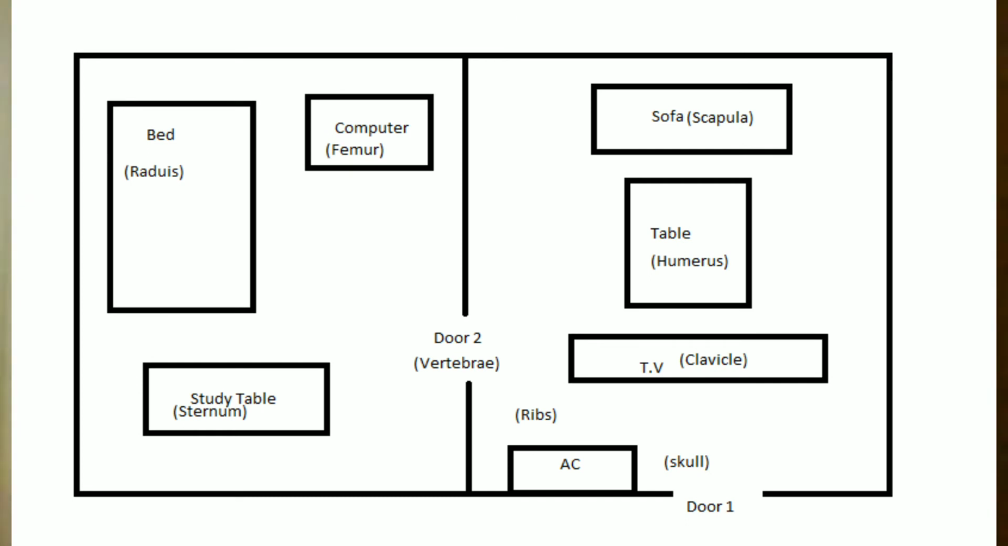As we continue, okay, inside your bedroom, try to name the other parts of the skeletal system as you see things in your bedroom. Okay? Ready? Okay. This time, I'm going to mention the parts of the room, then you name the corresponding parts of the skeletal system. Are you ready? Okay. Now, what can you remember every time you saw that bed? If your answer is radius, correct. How about the study table? Yes, correct, it's sternum. How about the computer? Correct.